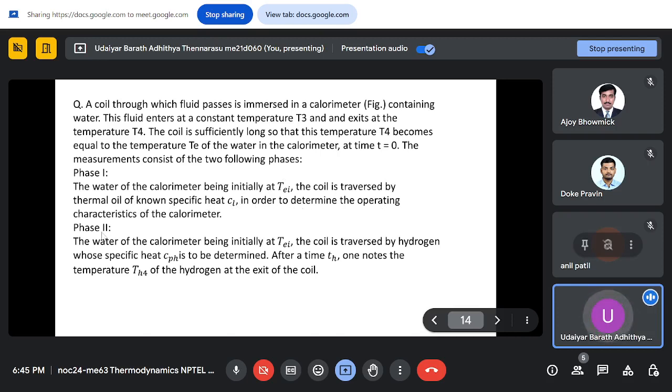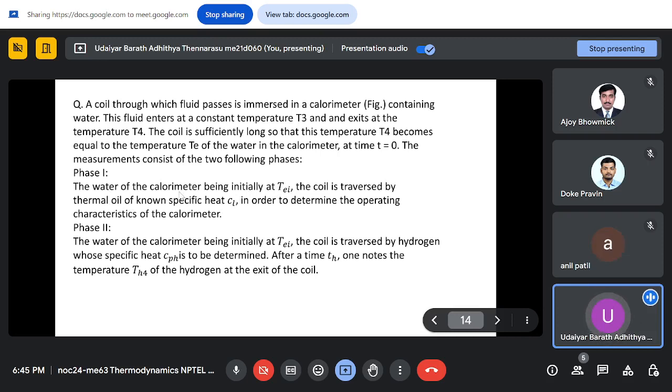So first, initially, you don't have any data on the calorimeter. So you are using oil which is of known specific heat capacity, and using that you are estimating what you will get in a calorimeter to test a different fluid. So initially you do validation. Phase 1 is kind of validation, so you use thermal oil. Initially the water is at TEI, you are passing oil there, and that is phase 1.